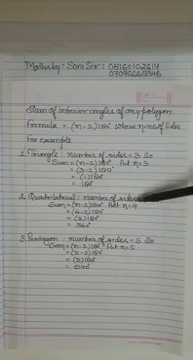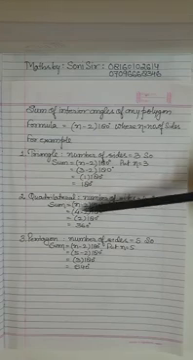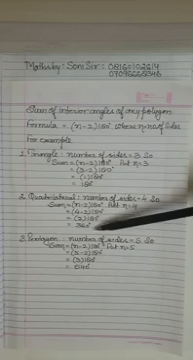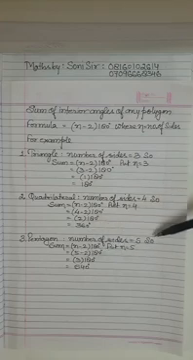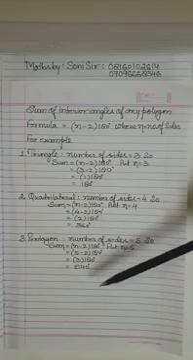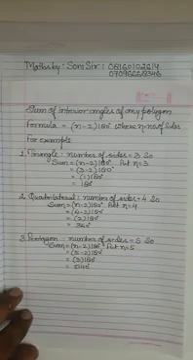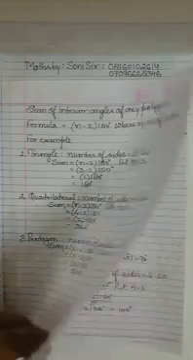Similarly for a quadrilateral, number of sides is 4. Put 4. 4 minus 2 is 2. 2 into 180 is 360. Pentagon, number of sides is 5. After solving, I am getting 540 degrees. So the sum of interior angles of a pentagon is 540.